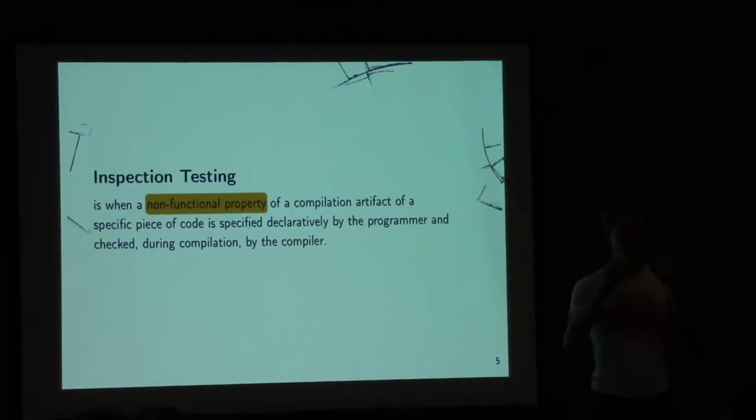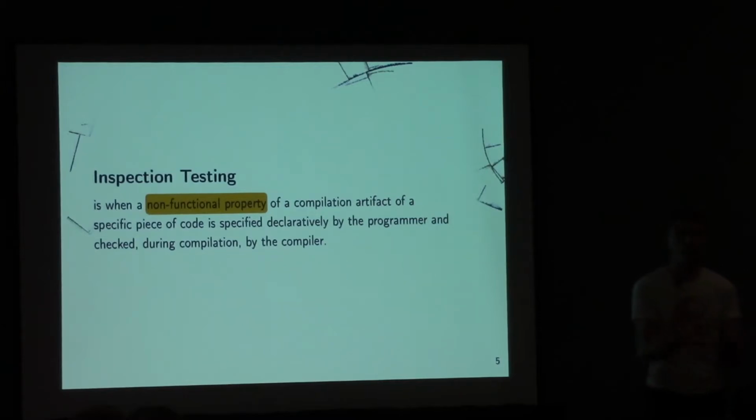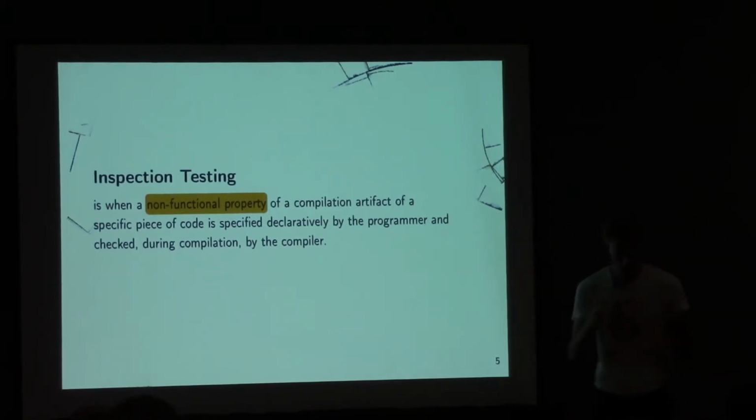I care about non-functional properties here. Because if it were functional properties, or something that would affect the behavior of the program, then we just use testing the way we did it the last decades, and there's plenty of great methodologies there, especially in Haskell, as we have seen in my talk on Wednesday. So this is about non-functional properties.